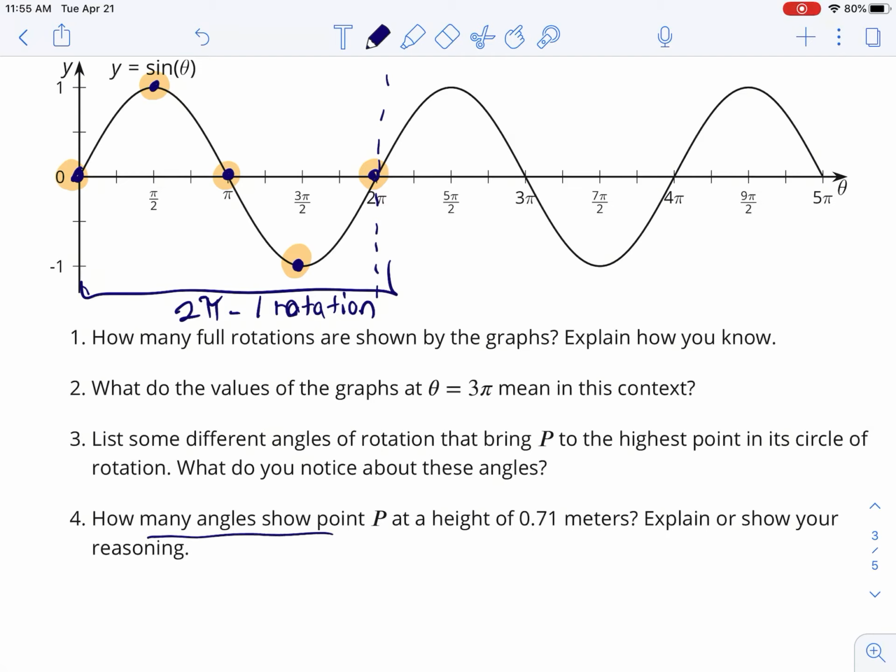How many angles show the point P at a height of 0.71? So if we're talking about height, are we talking about an x or y value? This means we're looking at our y values, or sine. Okay, so in this question, it's asking us how many different points meet our requirement of 0.71. How many points actually meet that? And you guys are going to have to go ahead and talk about that.